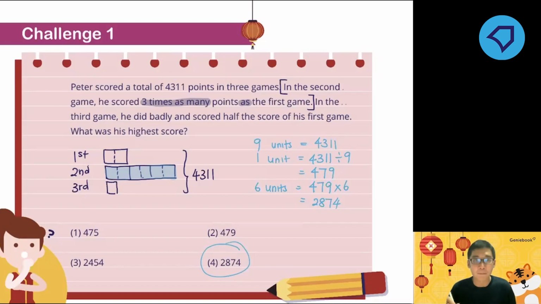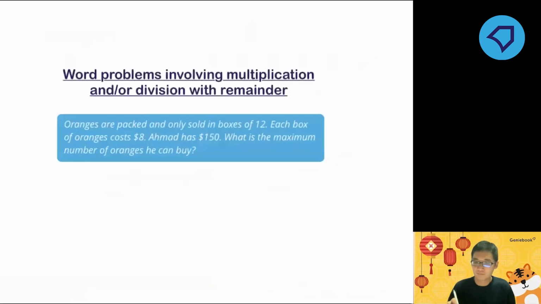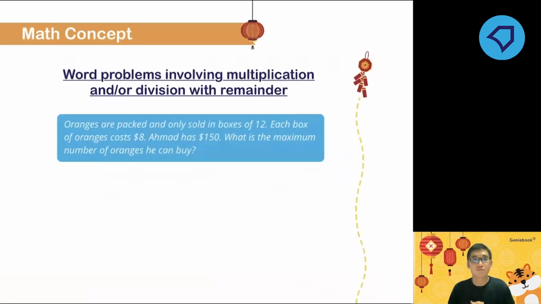Okay, let's take a look at an example first. Okay, let's take a look at this example. All right, so now since it's Chinese New Year, we have lots of Mandarin oranges here. Okay, so oranges are packed and only sold in boxes of 12. Okay, so they have very strict guidelines here. Only sold in boxes of 12. Now, each box costs $8 and Ahmad has $150 in total. What is the maximum number of oranges that Ahmad can buy?